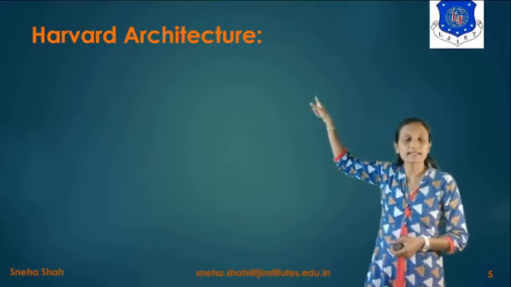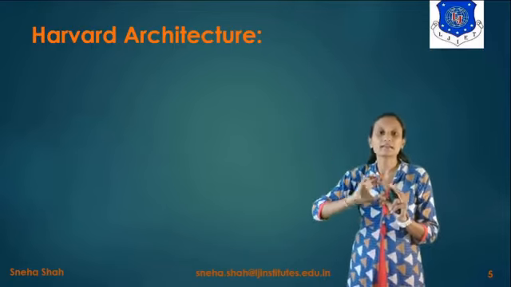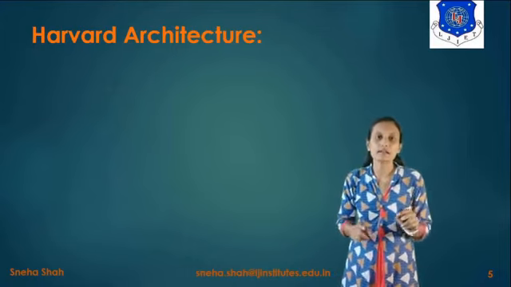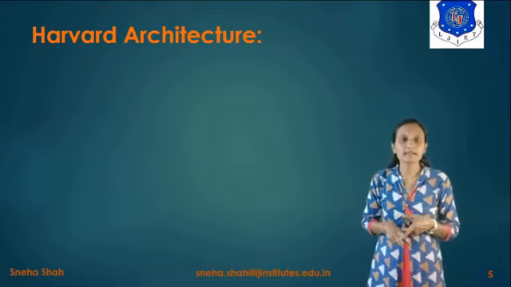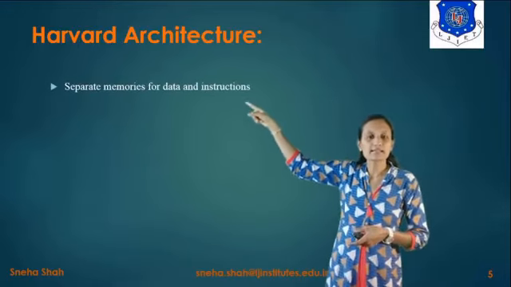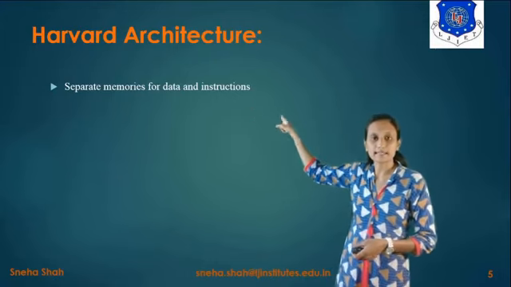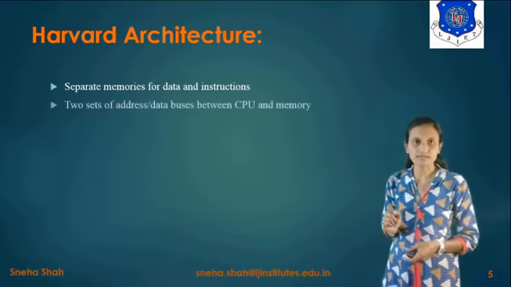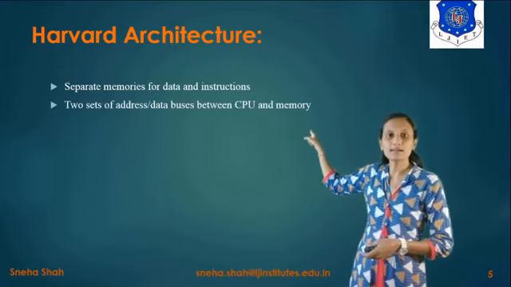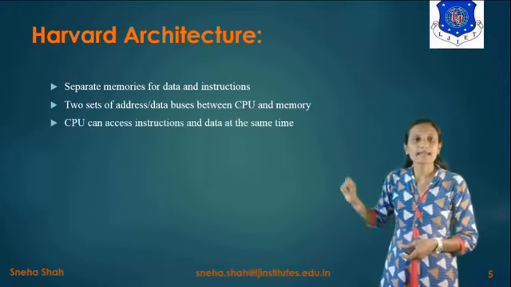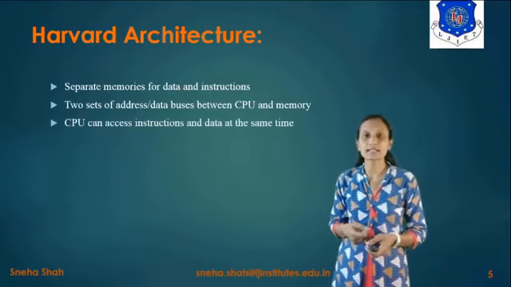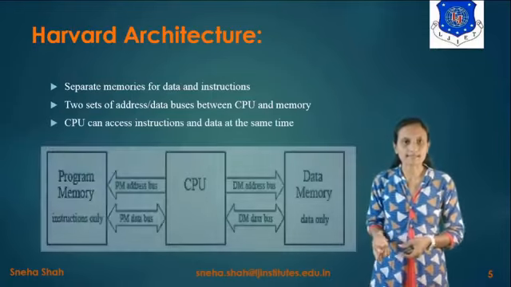So in the Harvard architecture, basically we are using two different memory locations for the data as well as for the instructions. So we can remove the bottleneck problem in this Harvard architecture. First point is separate memory locations for the data as well as for the instructions. Two sets of address and data buses between CPU and memory. CPU can access instructions and data at the same time. It means it will give you parallel processing.